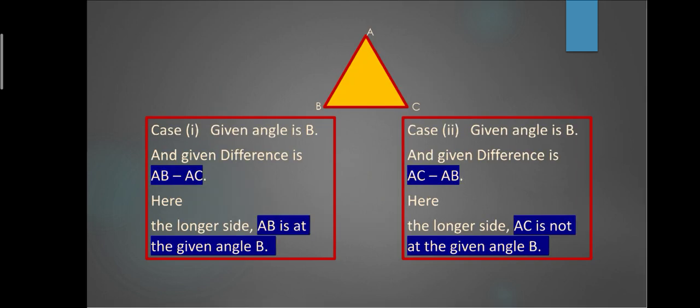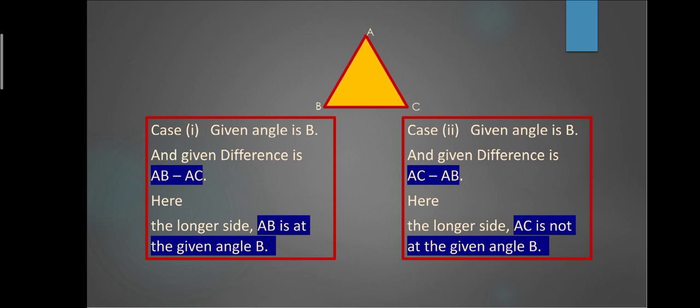Now, the difference of the other two sides may be AB minus AC or AC minus AB. So we have two cases. In the first case, angle B will be given and the difference AB minus AC is given. So the longer side is AB, which is the side on the given angle B.